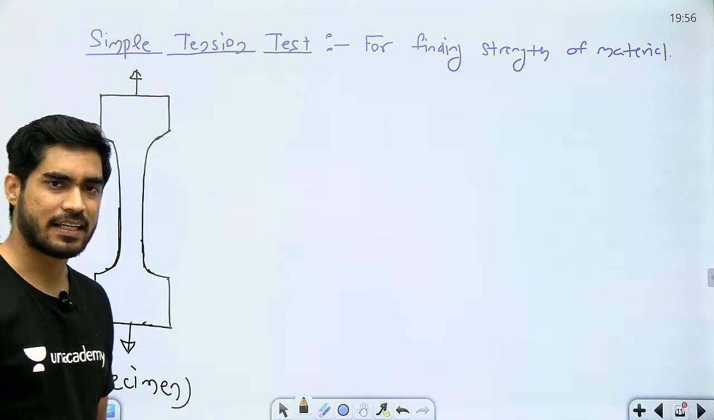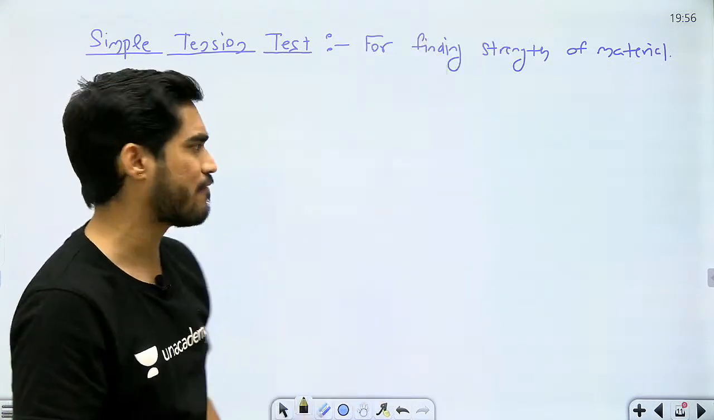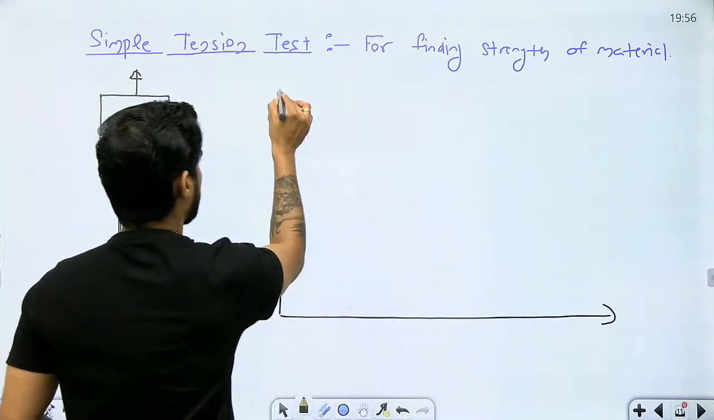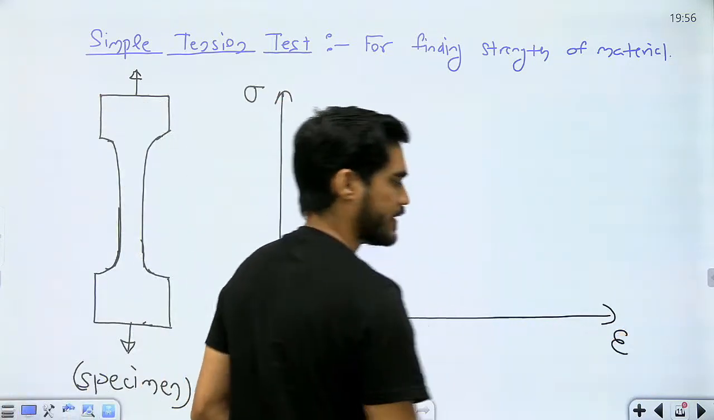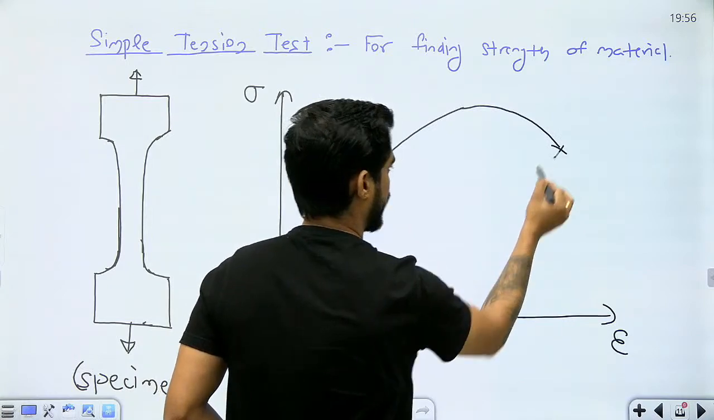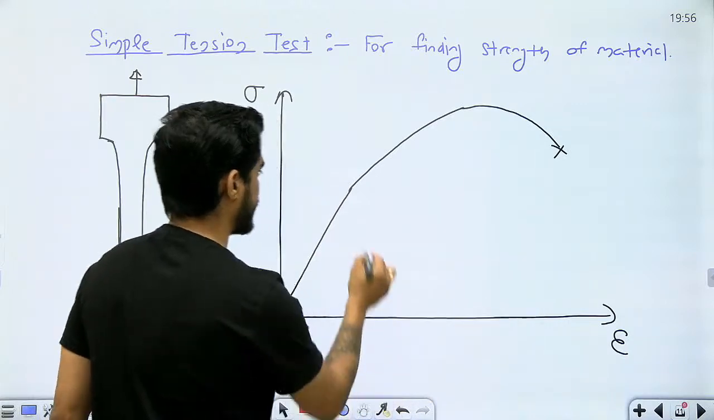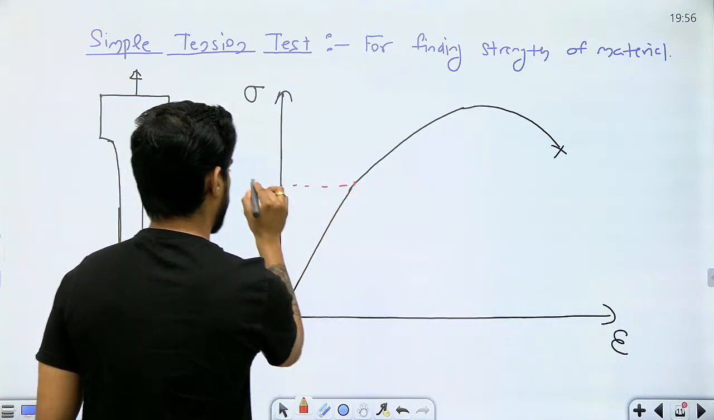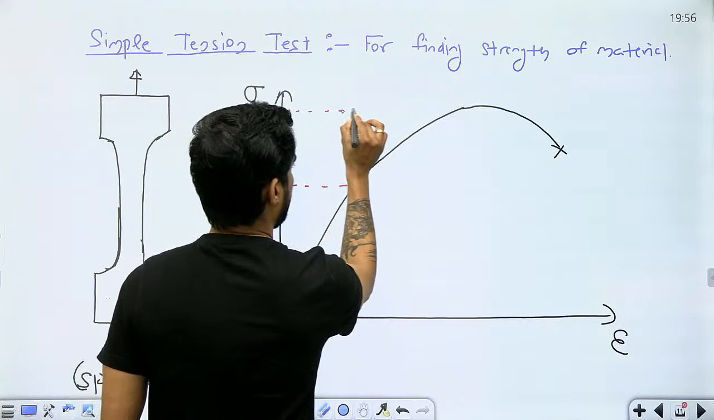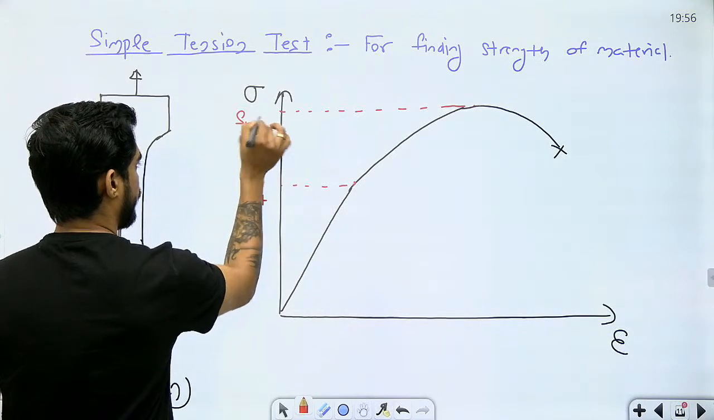Then we see the stress and strain at different points and we plot a graph which is known as stress strain graph, right? This is stress, this is strain. So I am going to plot a graph like this. Okay, this is a graph of a ductile material. The point at which the material yields, stress at that point is known as yield strength, SYT, and the maximum stress before the material fractures is termed as SUT.